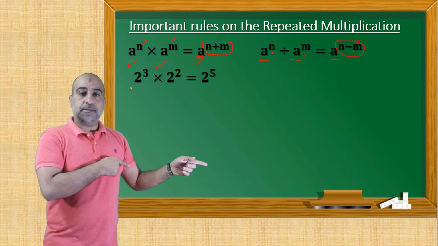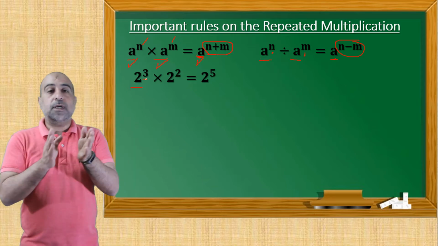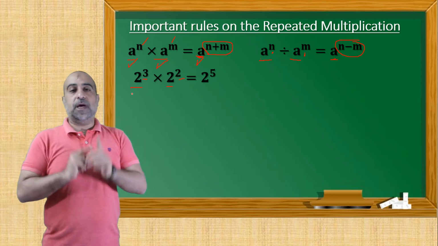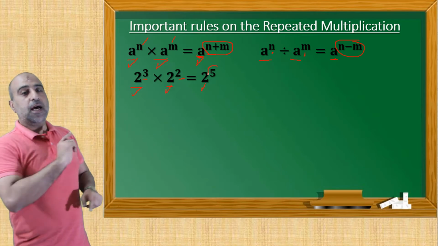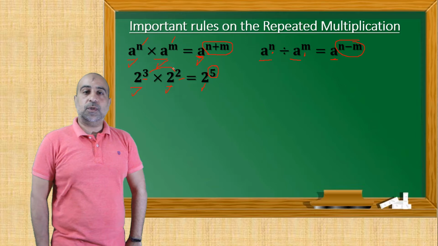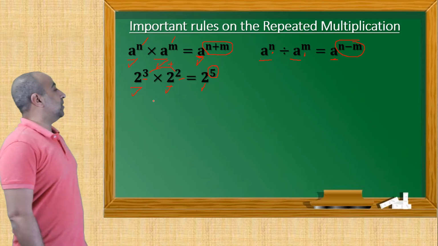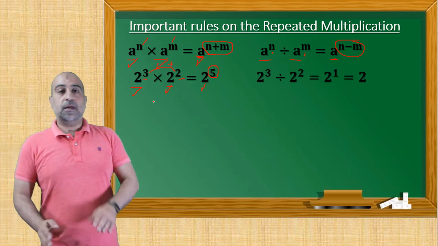For example, 2 to the power of 3 multiply 2 to the power of 2, the bases are equal. Then the result will be 2, and we will find the sum of the two powers, which is 3 plus 2 equals 5. Vice versa.